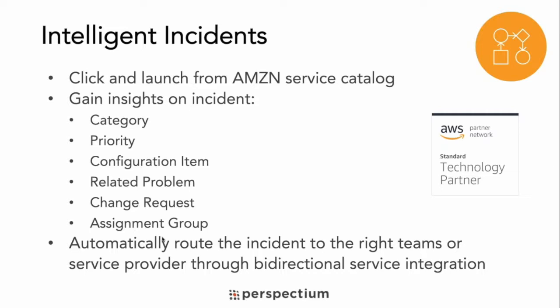So based on whatever you have as your short description, intelligent incidents will suggest the right categorization, ensure the incident is assigned to the right team, and that it's prioritized correctly. It can suggest related items, configuration items, and more. How often have you seen incident resolution delayed because an incident was assigned to the wrong team or because it was categorized incorrectly? Well, here's your chance to fix all that.